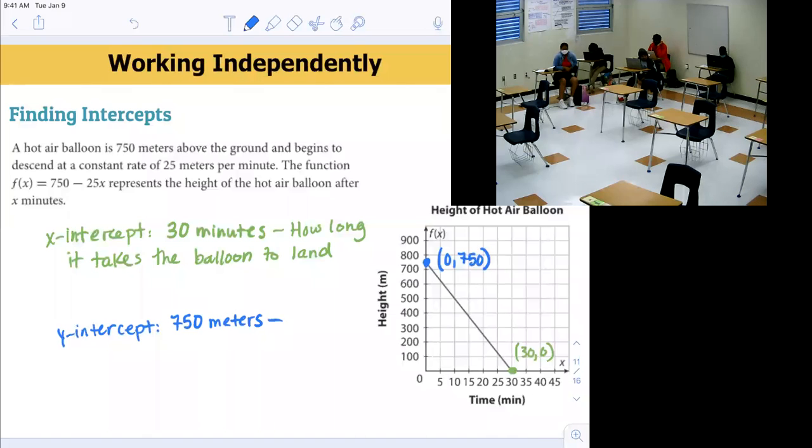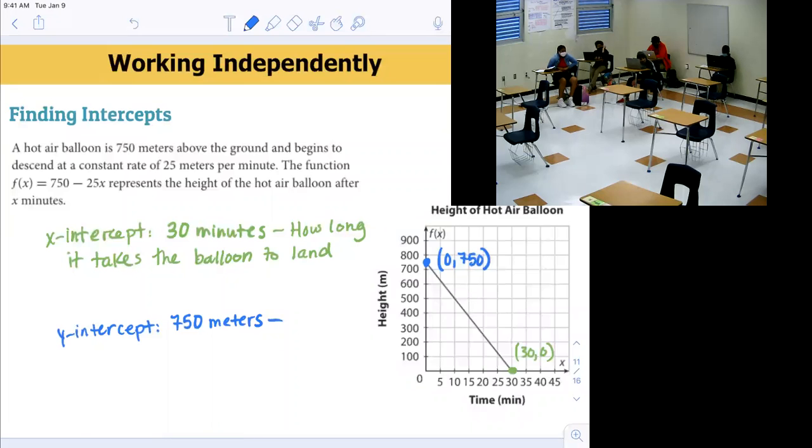How many meters does the hot air balloon go down for? Right. So in other words, is the balloon starting at the 750, ending at the 750, or is 750 somewhere in the middle? Somewhere in the middle. Starting.